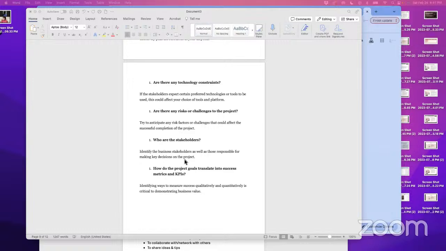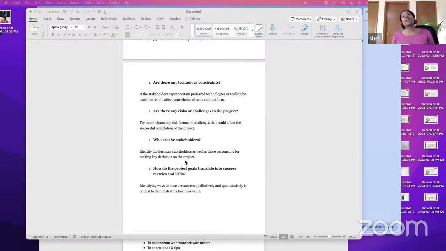Tom would be our stakeholder because he's the person who's spearheading this whole Applehead community. How do the project goals translate into success metrics? Meaning, how are we going to measure whether or not what I designed is working? That's a very important question, and someone needs to have an answer for that.